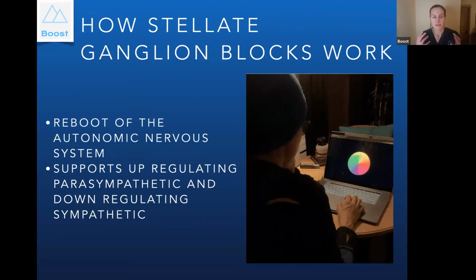I think of that kind of as what's happening with our autonomic nervous system. If we have too many thoughts, too many things going on in the past, too many things in the future, then we can't really be present. And then our nervous system starts to get a little bit like that spinning wheel with the computer. So if we do a stellate ganglion block, it's kind of like a reboot of the autonomic nervous system.